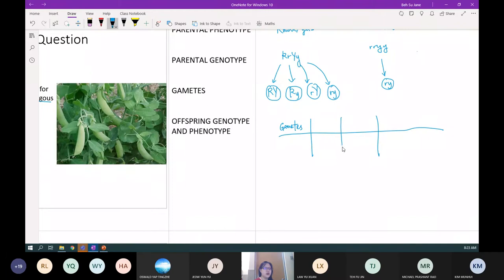Obviously, I don't have a ruler at the moment. I don't know how a physics teacher does it so fast. It's insane.